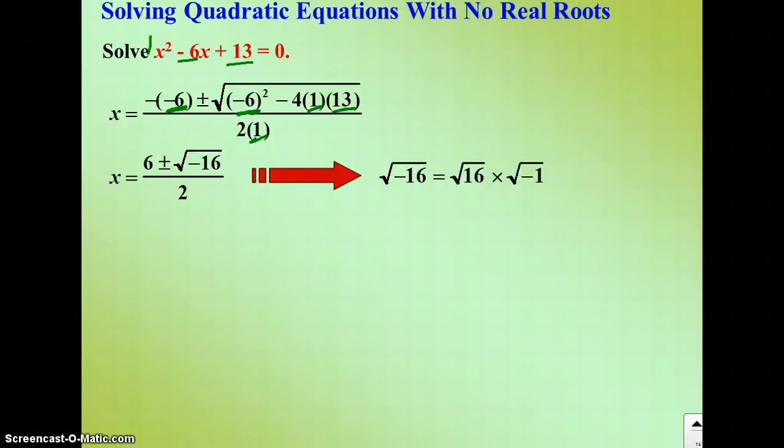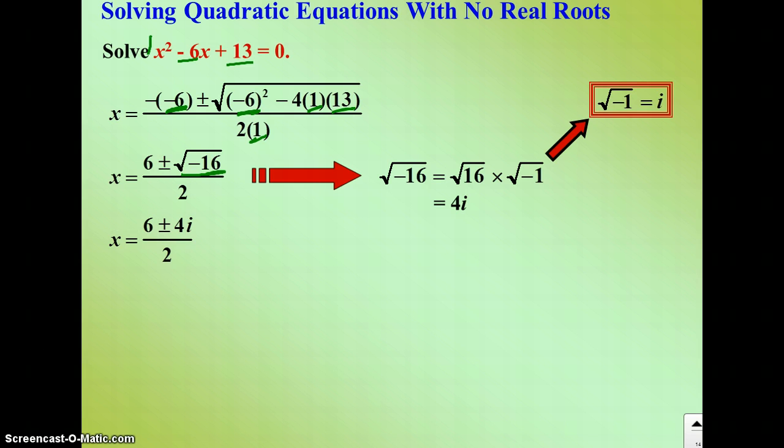But I could rewrite the square root of negative 16 as the square root of 16 times the square root of negative 1. And we know the square root of 16 has a perfect value of 4. The square root of negative 1 is an imaginary number i. We just defined that last slide. So I could say that the square root of negative 16 is 4i. And if I rewrite radical negative 16 as 4i, I can simplify the solution.